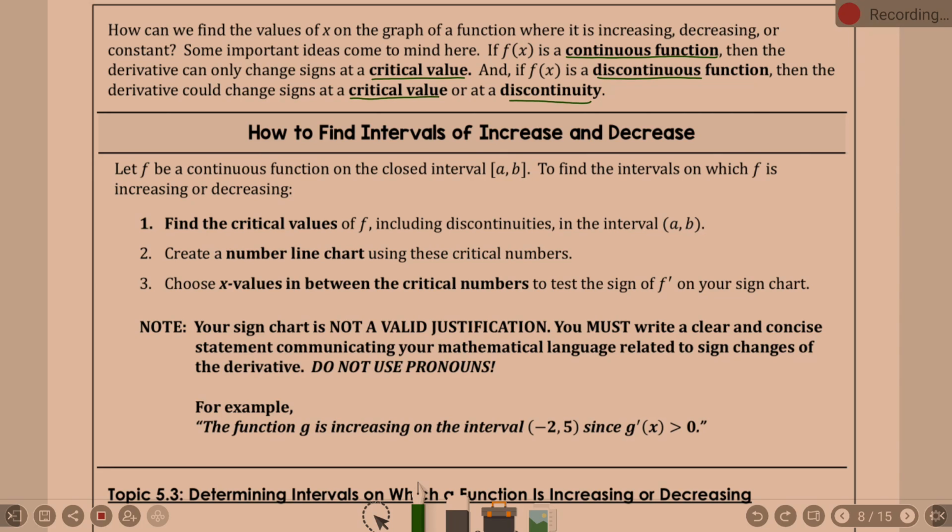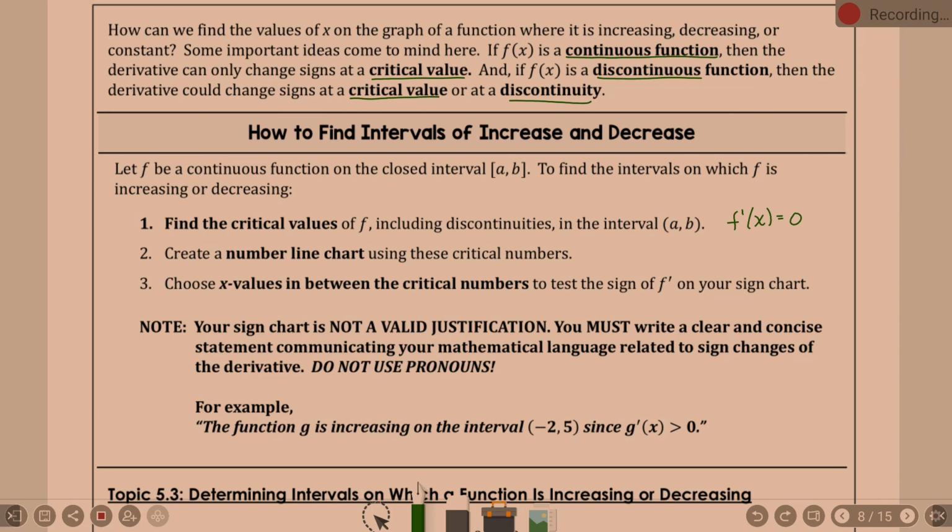Let f be a continuous function on the interval. Find the intervals on which f is increasing or decreasing. First of all, we've talked about this, find the critical values. How are we going to find critical values? What did we do yesterday? That is setting the derivative equal to 0, right? Okay. Now, because here's the deal, we want to know not just what the critical values are, but is it increasing, is it decreasing around them?